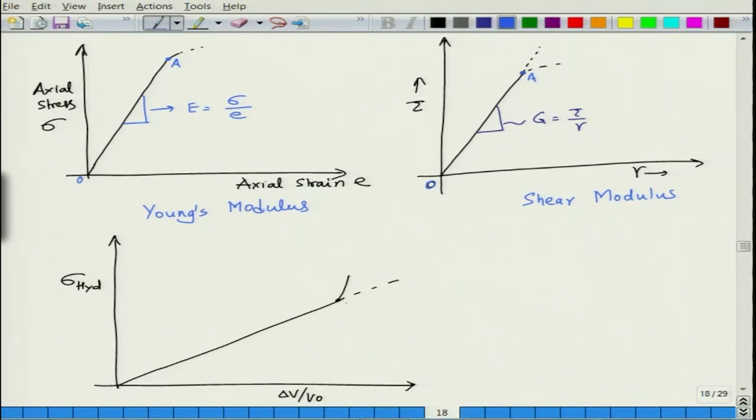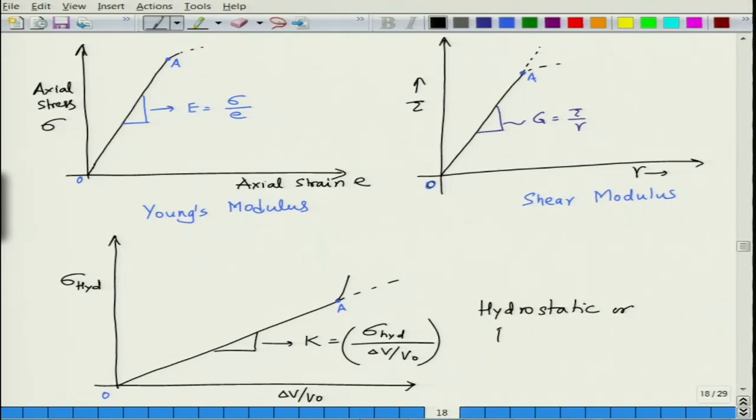So this would be the point of nonlinearity, OA. And the slope of this, so this will again be the nonlinear region, and this will give you a slope of sigma hydrostatic divided by delta V divided by V naught. So, this is sort of the relation between these three. Hydrostatic, that is not right, just write the bulk modulus. So, these are the sort of three things.